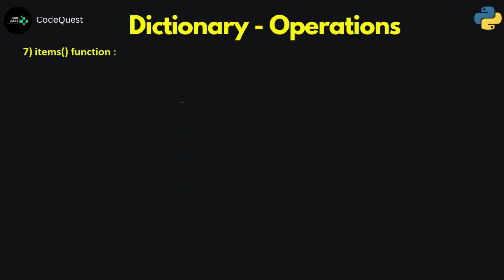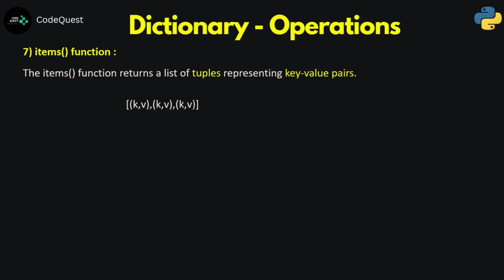Now, if you want the entire items present in the dictionary in the form of key-value tuples, then we can use items. So what does the items function do? It is going to return a list. It is going to return a list of tuples. So each tuple is nothing but a combination of key and value pair.